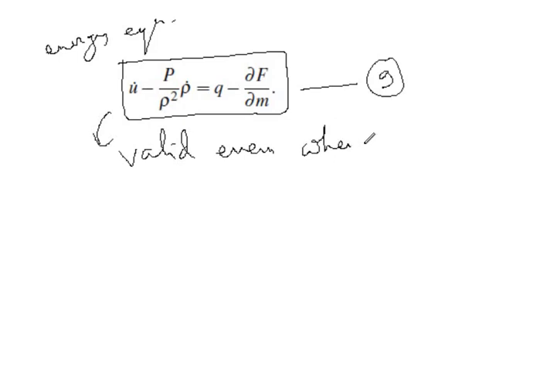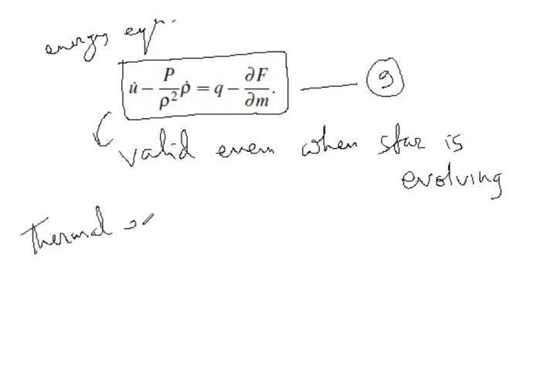Even when the star is evolving. Now, if the star is thermally stationary, or in thermal equilibrium, then we assume that the quantities do not vary with time, which means that u dot will be equal to 0 and delta dot, all the dot stuff, will become equal to 0. In that case the energy equation will take a much simpler form. You can see from the previous equation.